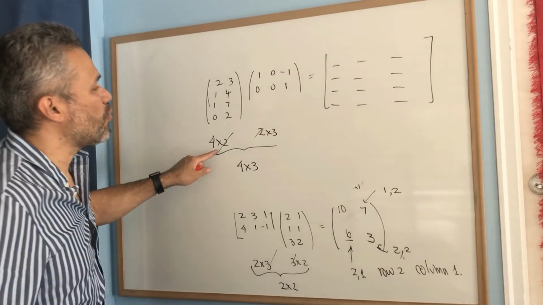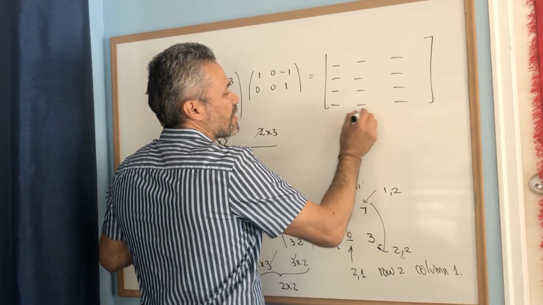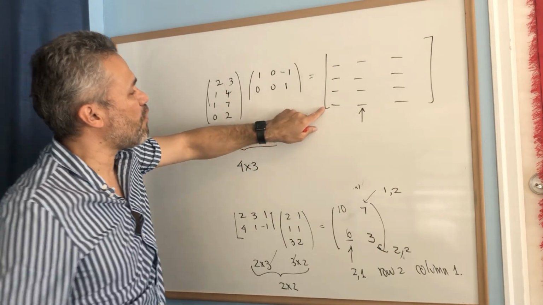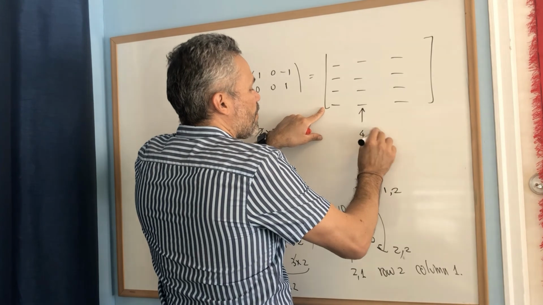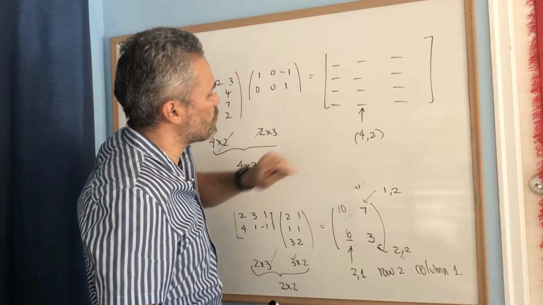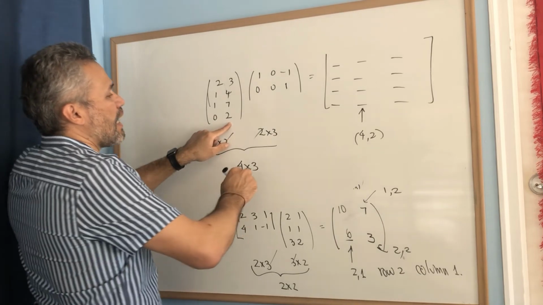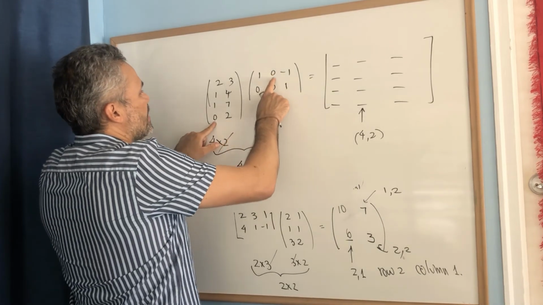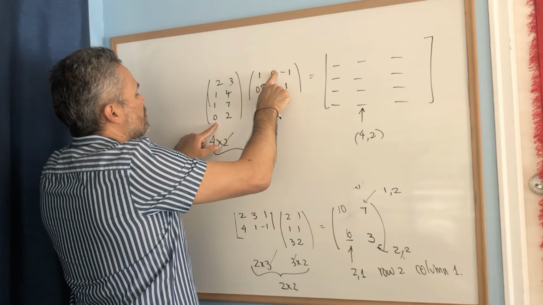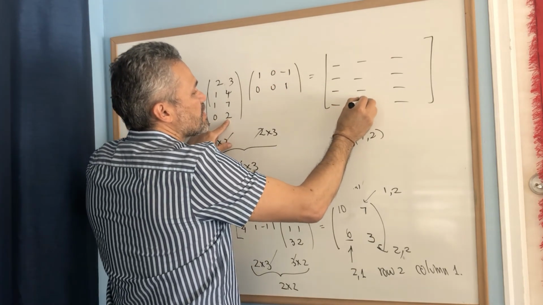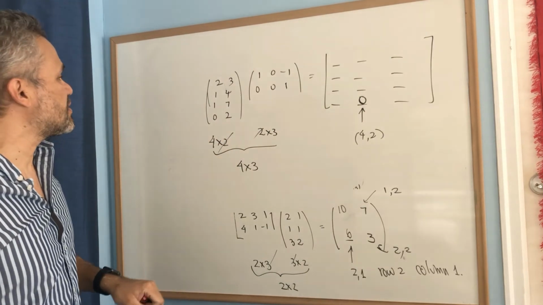Let's see, how do I find, for example, this number here? This is the entry 4, 2. That means that I use the fourth row and the second column of this. When I do this product, 0 times 0 is 0, plus 0 is 0. This number is 0. But let's go in order.